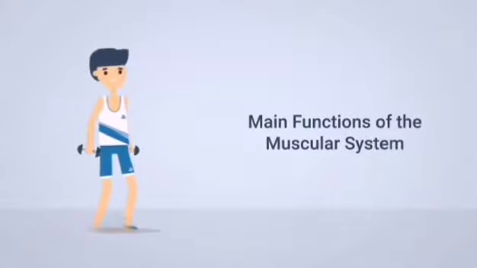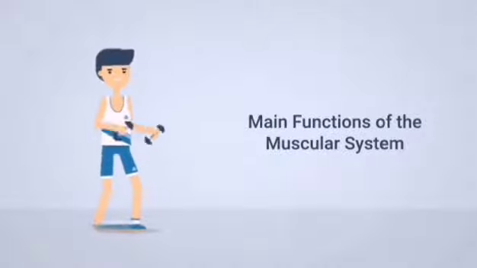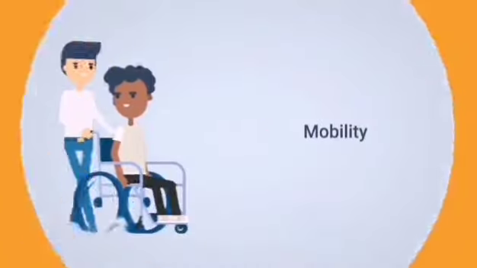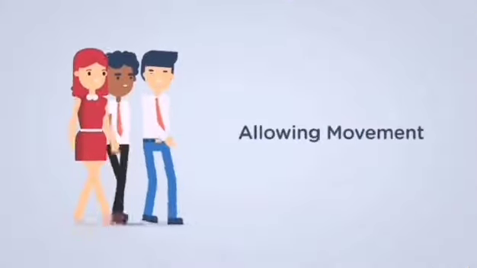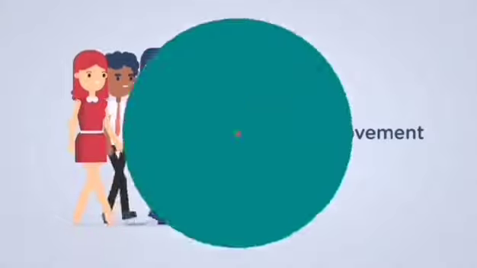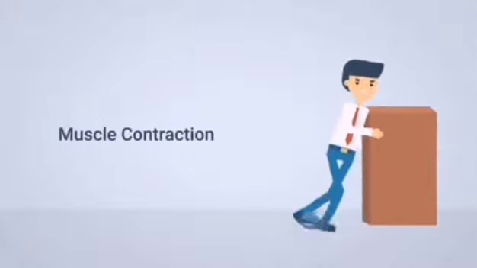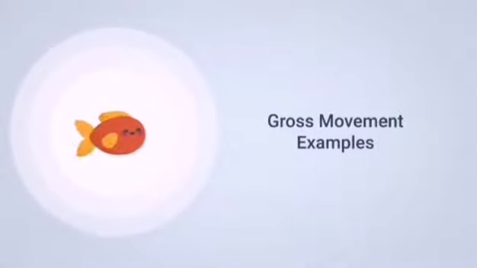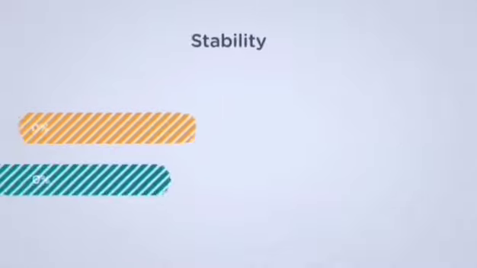There are five main functions of the muscular system. First is mobility. The muscular system's main function is to allow movement. When muscles contract, they contribute to gross and fine movement. Gross movement refers to large coordinated motions and includes walking, running, and swimming.